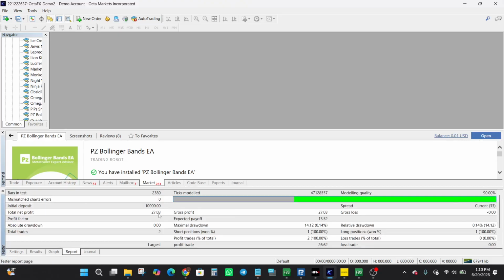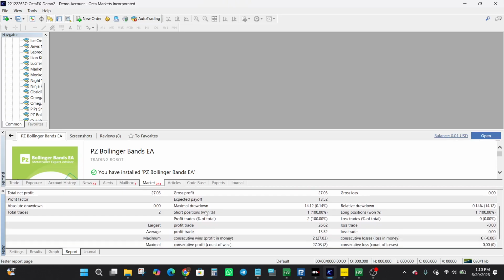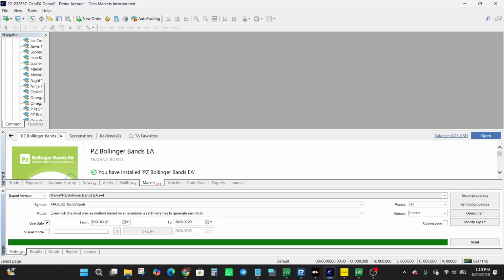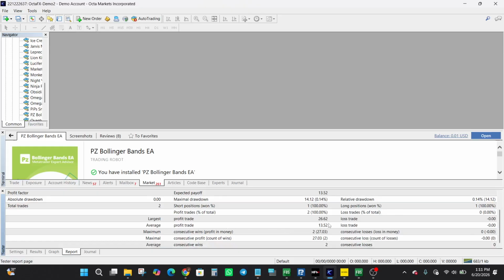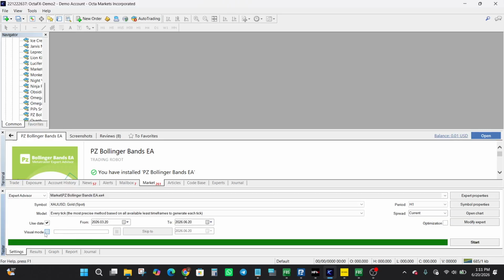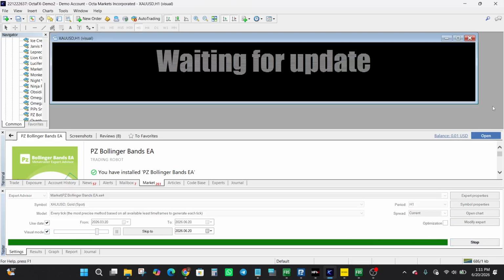All right, so from what I have here, initial deposit is $10,000. Total net profit was just $27.03. The total trades taken were two, and both of them were profitable. One short position, one long position, and the largest profit was $26.62, and the average profit was $13.52. All right, let me go turn on the visuals now so that we can also see the EA in action.